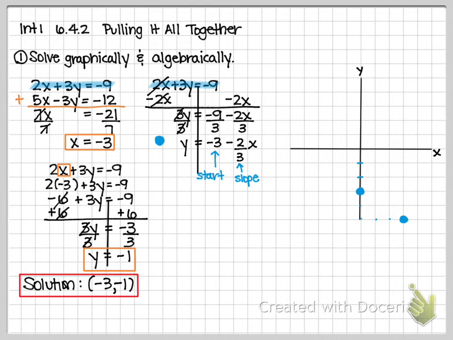I'm kind of running out of graph on the right-hand side, so I'm going to go the opposite direction. So I'm going to go up 2, left 3. Once I have a few dots, I'm going to go ahead and grab my straight edge, and I'm going to connect and extend. Draw arrows, since I know this thing goes on forever. And then label it, just as you had the equation. So y equals -3 minus 2/3 x.